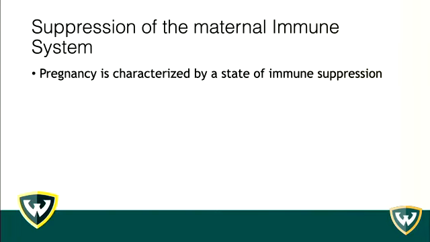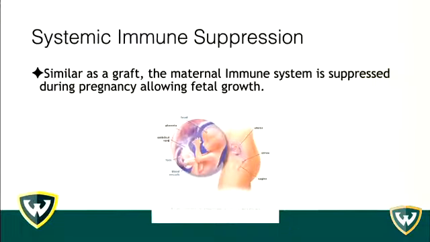The second hypothesis that has been predominant in the field, and even today many people still talk about, is suppression of the maternal immune system. It's a concept that is everywhere in publications, books, and so on, that pregnancy is characterized by a state of immune suppression. Similar to a graft, the maternal immune system is suppressed during pregnancy, and that is what allows the fetal growth. And again, this is a concept that has been dominant for many, many years.